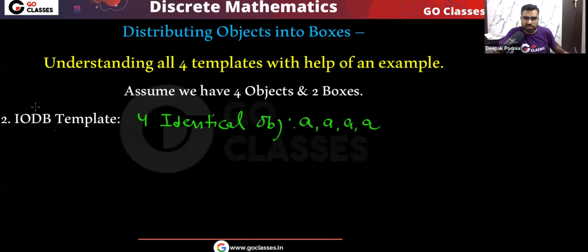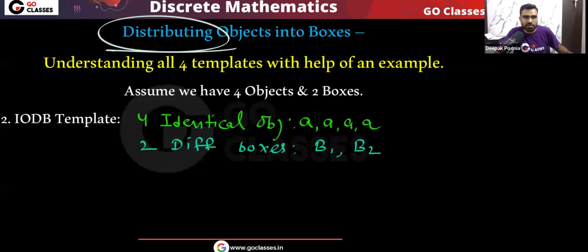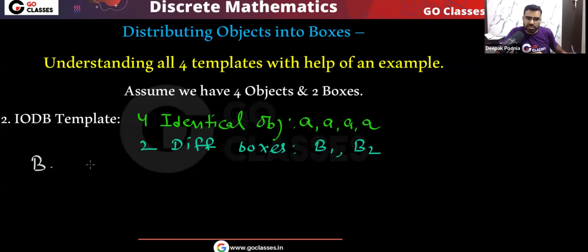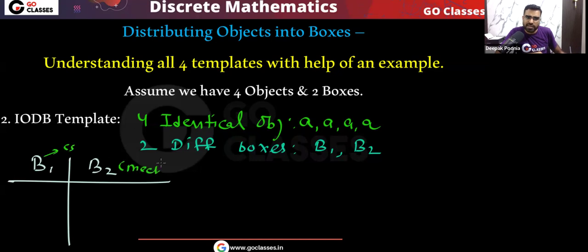And you have two different boxes, because IODB template is applicable when you have different boxes and identical objects. The boxes are different. For example, B1, B2, these are the boxes. Now in this situation, let's understand the meaning of distributing four identical objects into two different boxes. So let's see here. You have two boxes, B1, B2, and these are different. For example, again, you can assume that this B1 is the computer science branch, and this B2 is the mechanical branch.